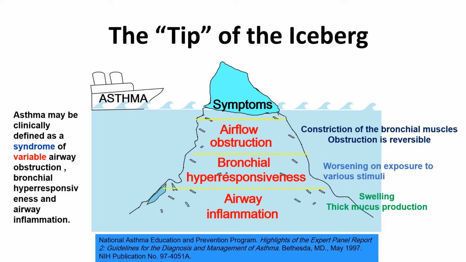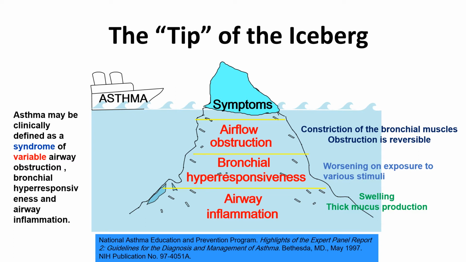And the symptoms that are manifesting as a result of all these things are just, you can say, the tip of the iceberg, because what you are seeing as a symptom or as a manifestation of bronchial asthma is because of this chronic airway inflammation, because of that bronchial hyperresponsiveness, and because of the airflow obstruction.